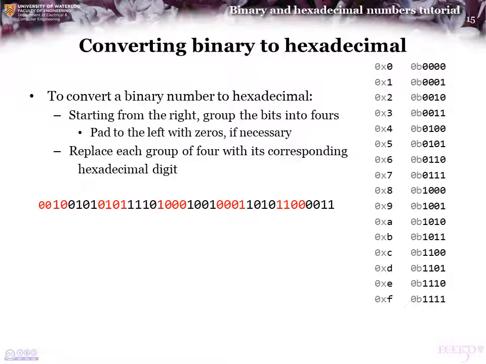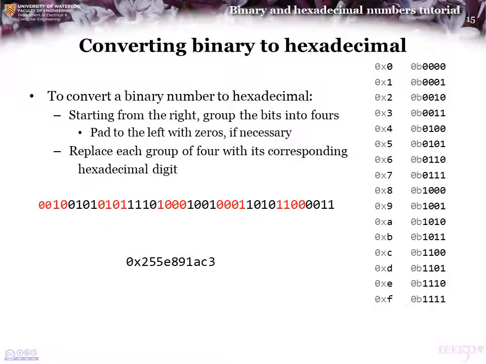So 0011, well, 11 is 3. 1100 is C. We already know that 1010 is 10, or A. Well, the next one is just 1. The next is 1001, which is 8 plus 1, or 9. The next one is 8. Now, the next one, 1110, comes right before 1111, which is F, so that must be E. 101 is 5. There's another 5. And the last one is 2. Thus, the hexadecimal number that represents this binary number is as shown here.